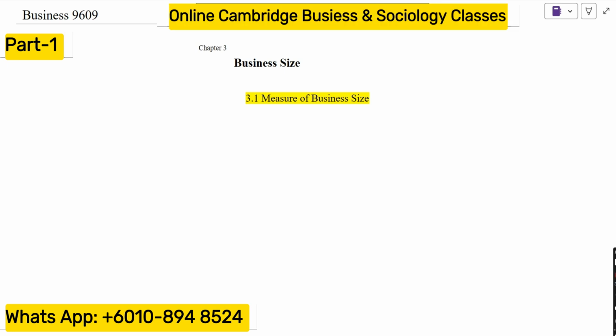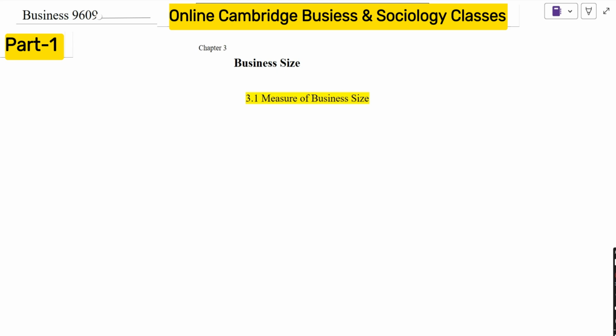So there is something that we can use to measure the size of the business. Either we can measure on the basis of investment, or on the basis of the number of employees, or on the basis of return. So what is the best idea to measure the size of any business? That is today's question that we will discuss now.